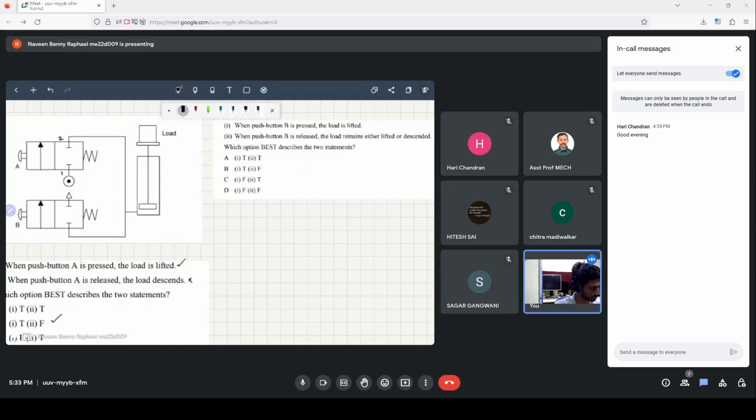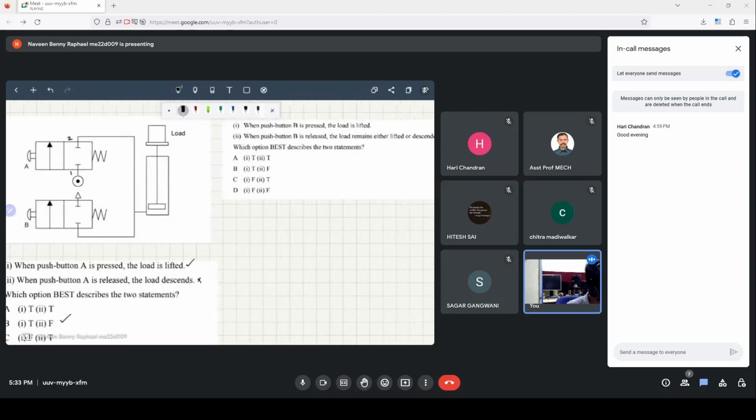And it may be option C. Yes, it is option C. That's correct. So we'll go through this slowly again. When the push button B is pressed, they are saying the load is lifted. Let's see what happens when the push button is pressed. When this is being pressed, that means the exhaust is switched on. If the exhaust is switched on, that means the load will descend. Therefore, the load is not lifted. This is wrong. So we can cross out these two.